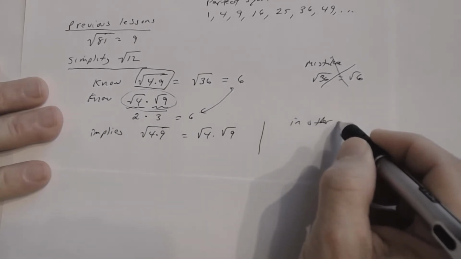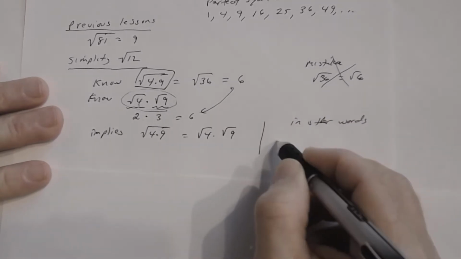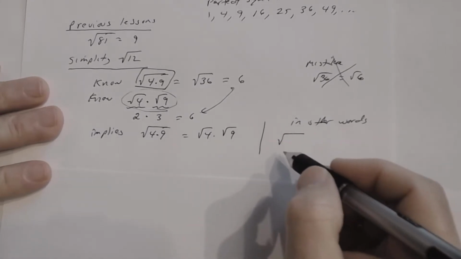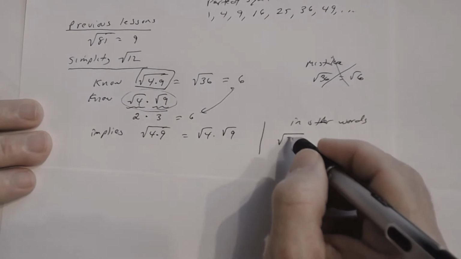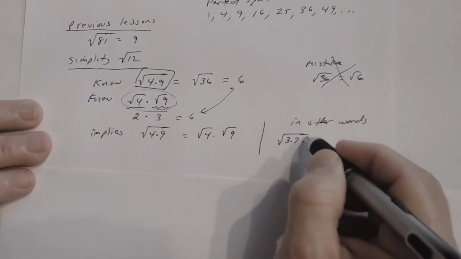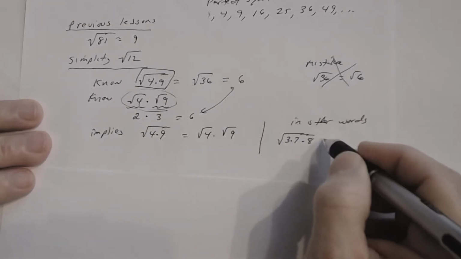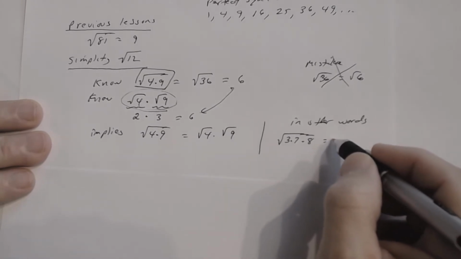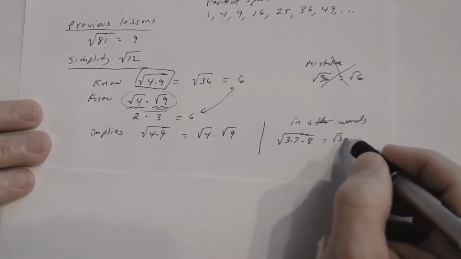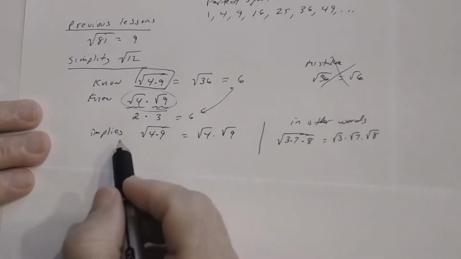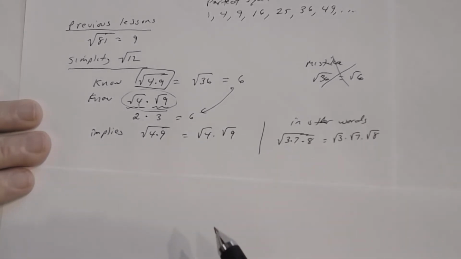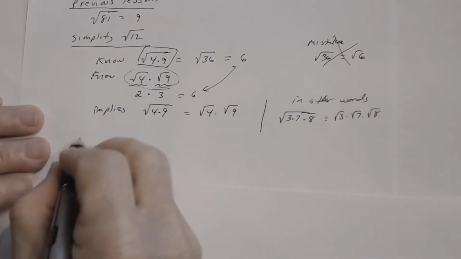listen carefully. In other words, I'm going to use some numbers that are not perfect squares just to show you. If you have the square root of 3 times 7 times, let's say, 8, then that can also be written as the square root of 3 times the square root of 7 times the square root of 8. That's what this discussion is implying. And so that's called the product rule for square roots.